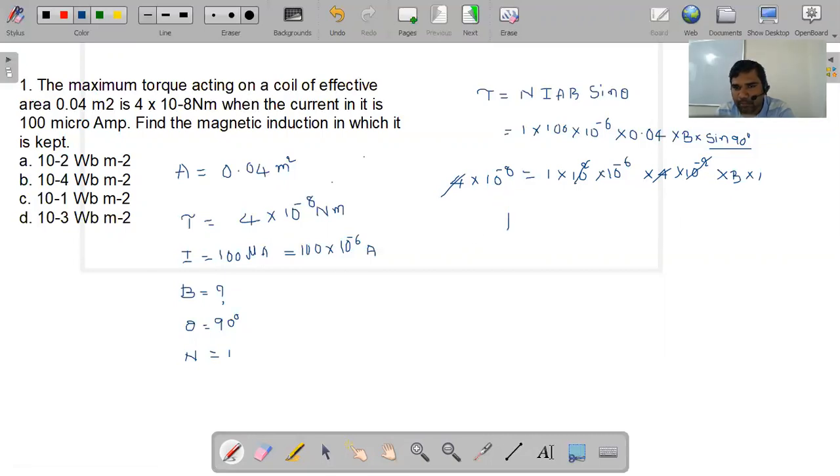So therefore B is equal to 10 power minus 8 divided by 10 power minus 6. When we take this minus 6 up, it will become plus 6. 10 power minus 8 plus 6, which is equal to 10 power minus 2 Weber per meter square. So this is your magnetic field. So 10 power minus 2 Weber per meter square, this is the answer. Okay.